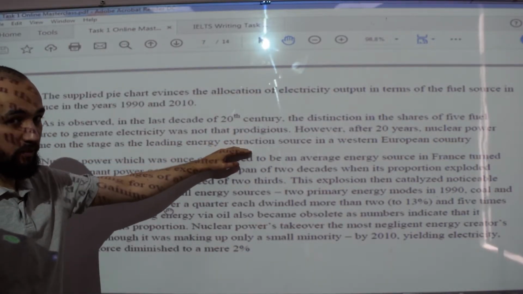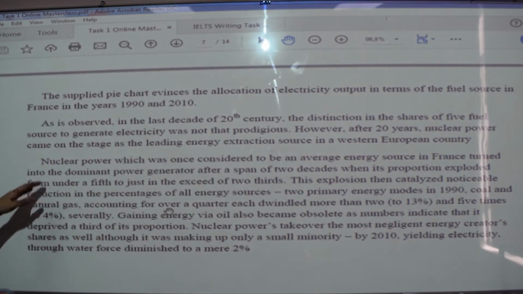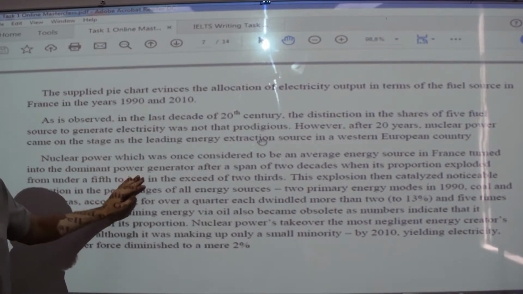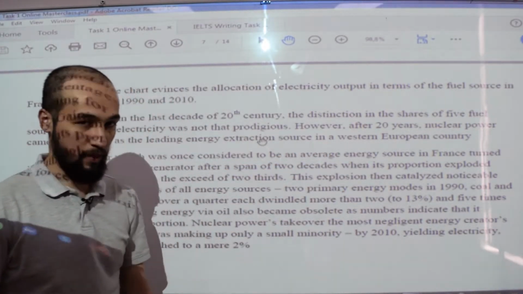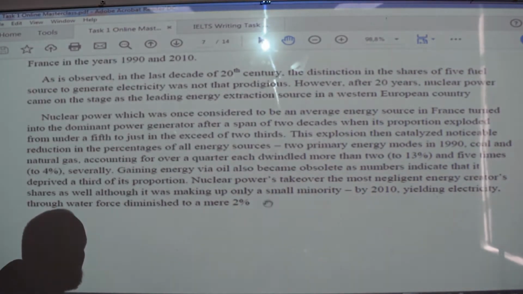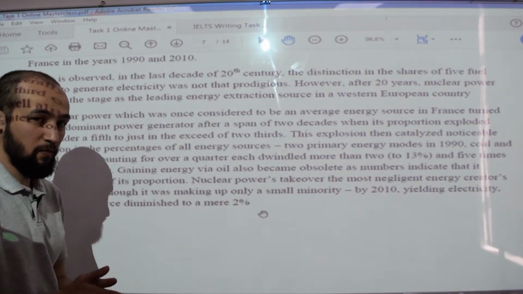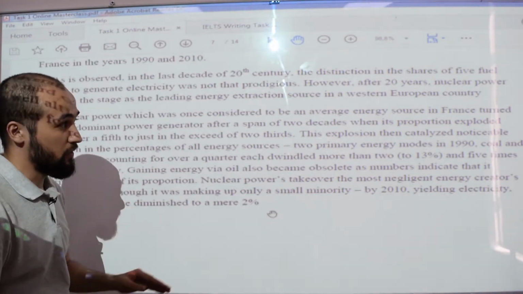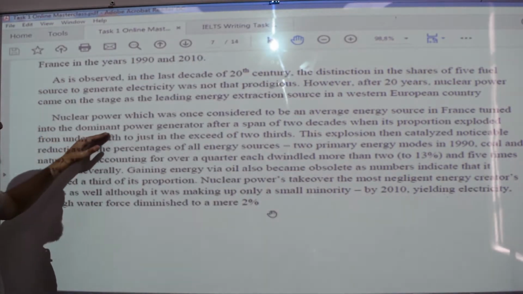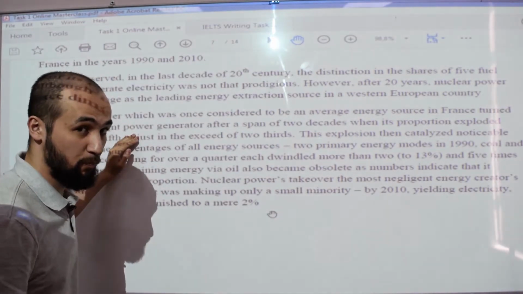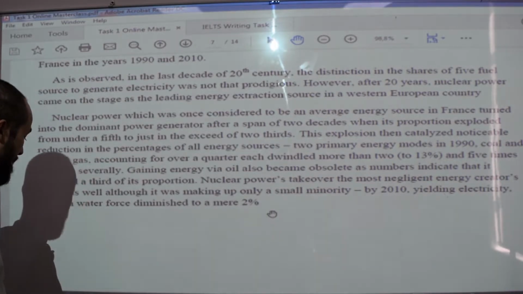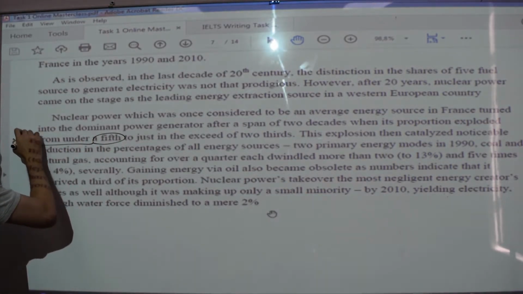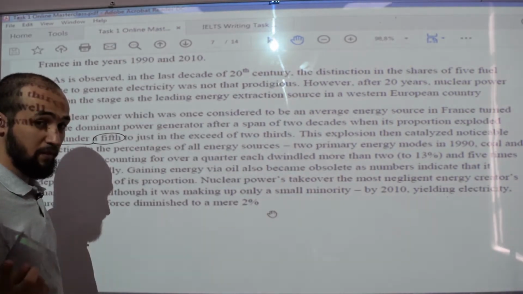Prodigious, however, after 20 years, in 2010, nuclear power came on the stage as a leading energy extraction source in a Western European country, that's France. Nuclear power, which was once considered to be an average energy source, it was mediocre, not superior, not inferior, turned into the dominant power generator after a span of 2 decades when its proportion exploded, boom, from under a fifth. What's a fifth? A fifth is 20%. Under a fifth, less than 20%. In fact, it was 17%.